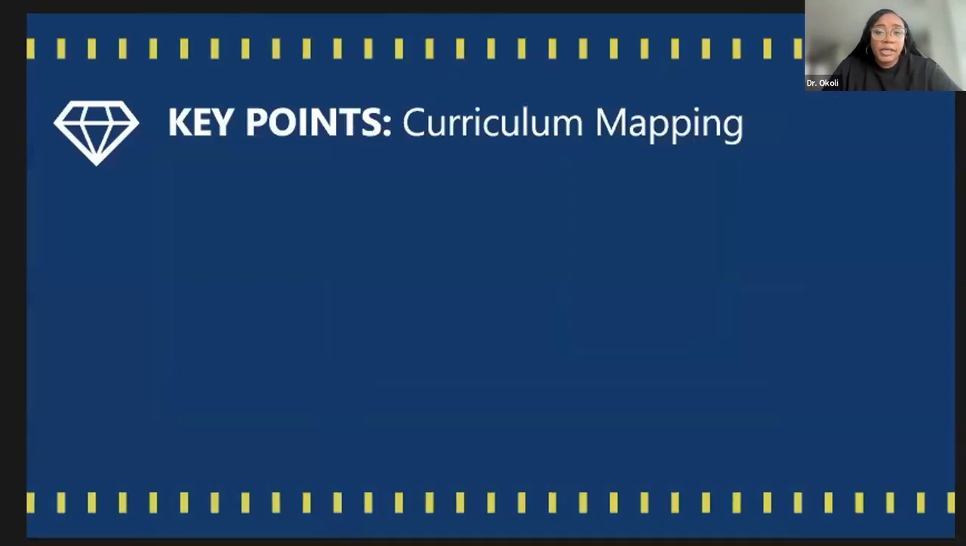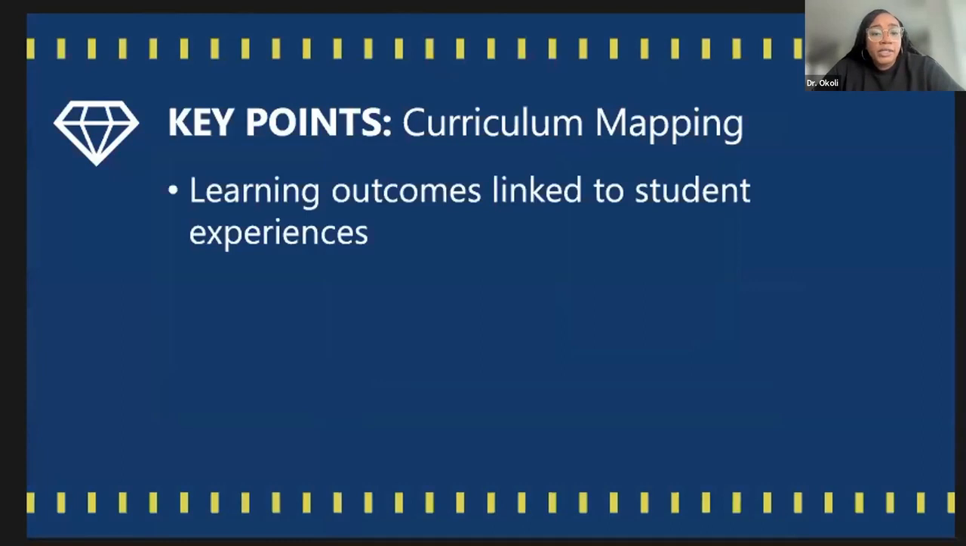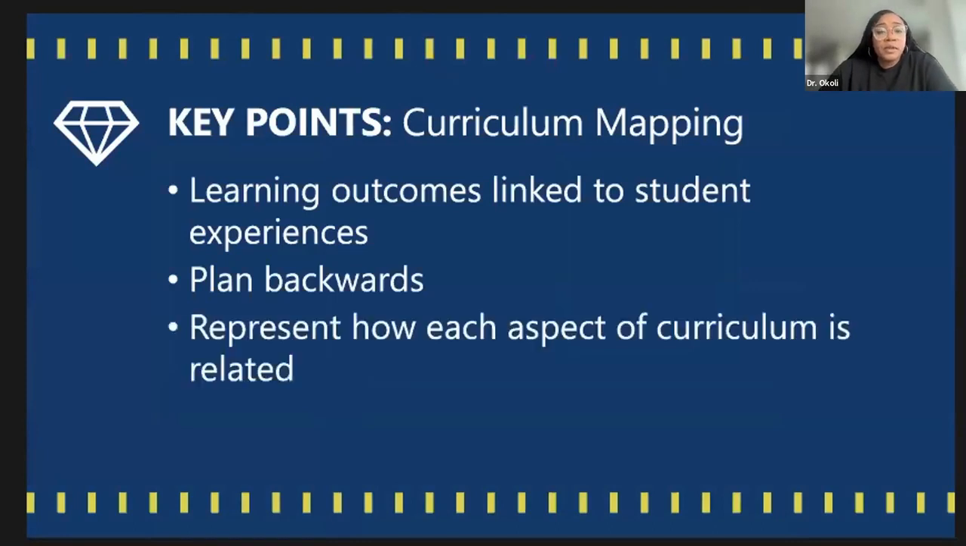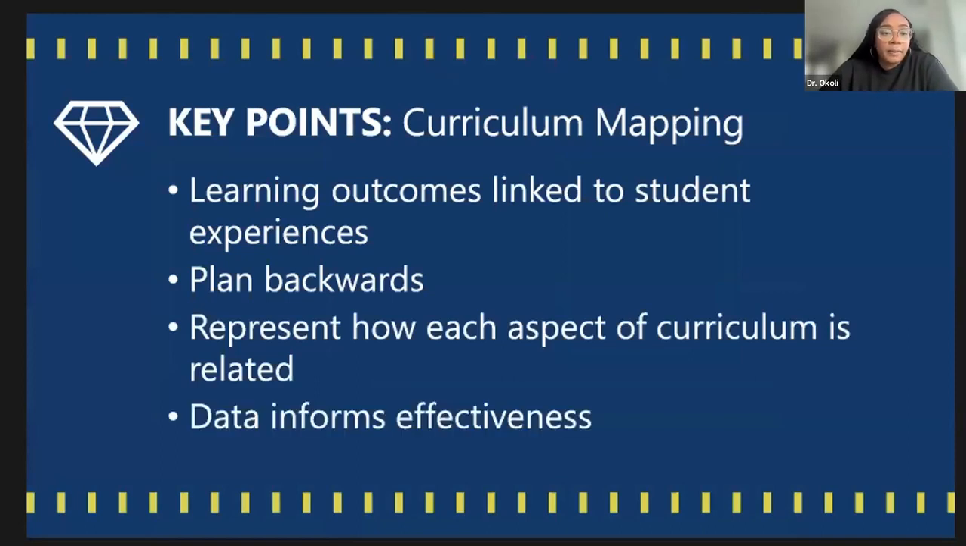So our key points here are that learning outcomes need to be linked to your student experiences. It's important that you plan backwards. You want to represent how each aspect of the curriculum is related to one another through your curriculum map, and that your data informs your effectiveness. It's okay. Your map can be very simple and rudimentary, or it can be extremely detailed. And just know that it's okay to start small.